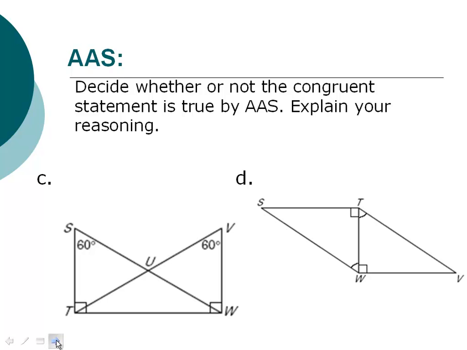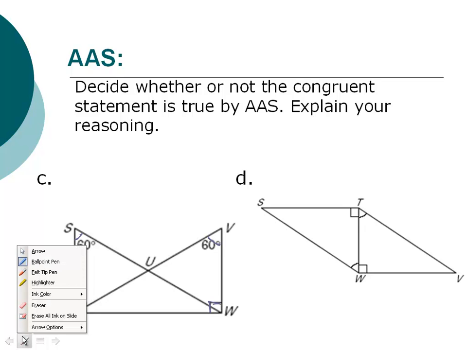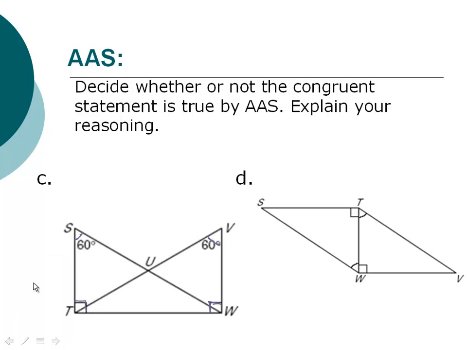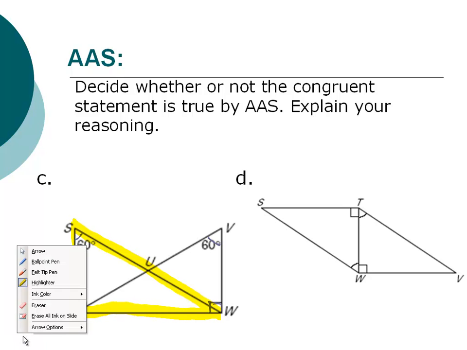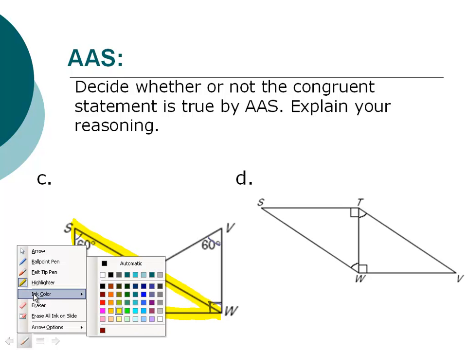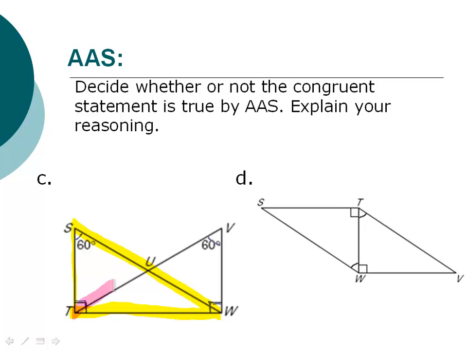Decide whether or not the congruence statement is true by angle, angle, side, and explain your reasoning. So see here, I've got an angle. Those are the same. Got 90-degree angles right here. Oh, and I forgot one thing for this one. You might have a problem telling what my two triangles are. Here's one of my triangles. Okay, there's one triangle. And here's the other triangle that we're talking about.